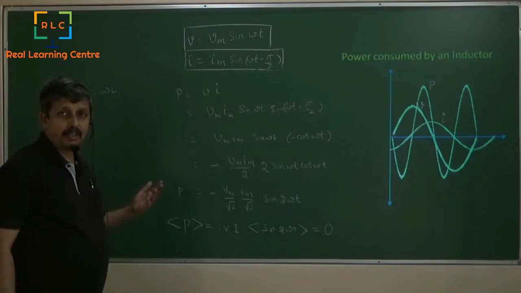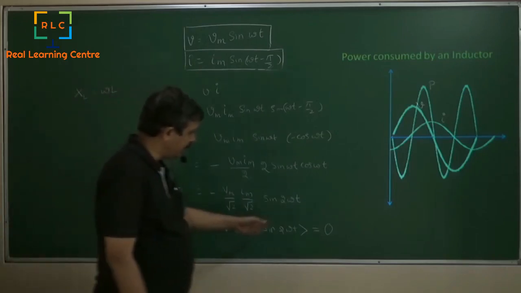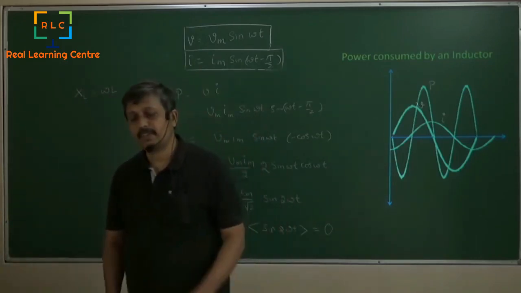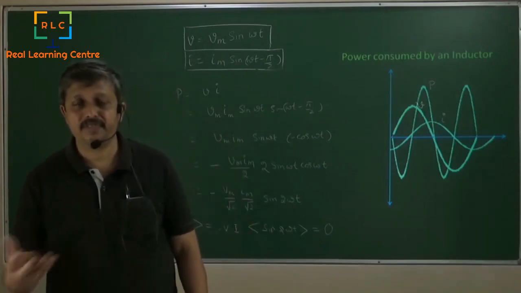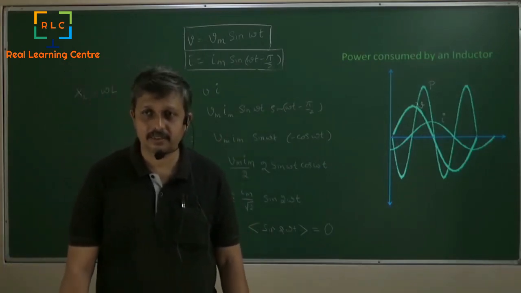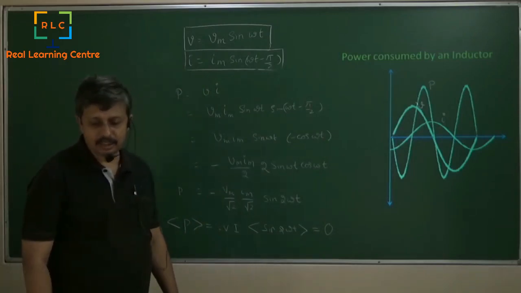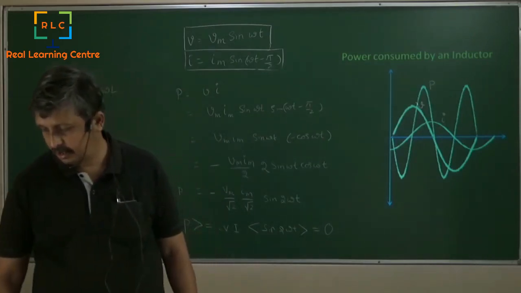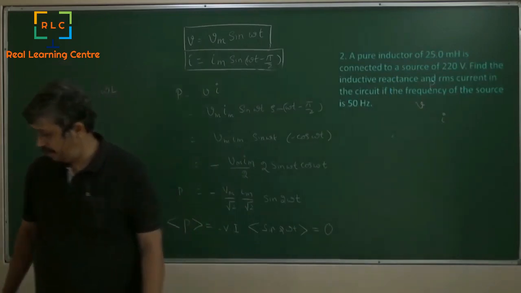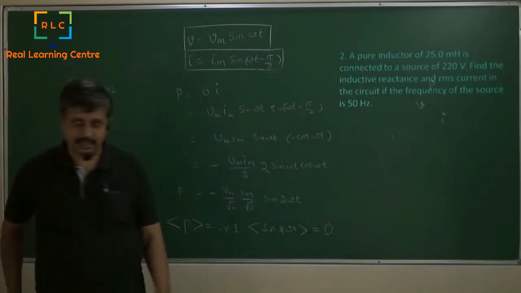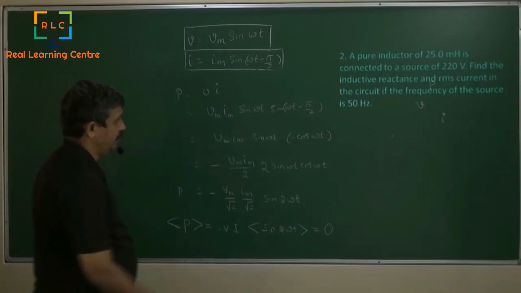These are the main important points, and power cycling happens at double the frequency of the normal. If it is 50 hertz, it will happen at 100 hertz. So this is basically the understanding. So what we will do is a simple question, and see whether we can answer that with our understanding now.